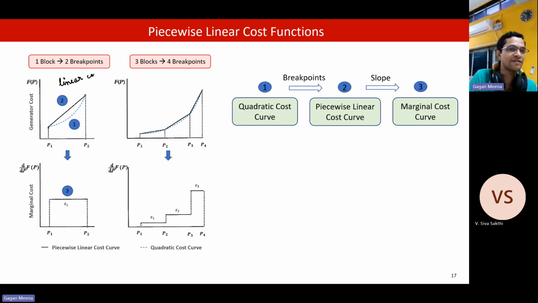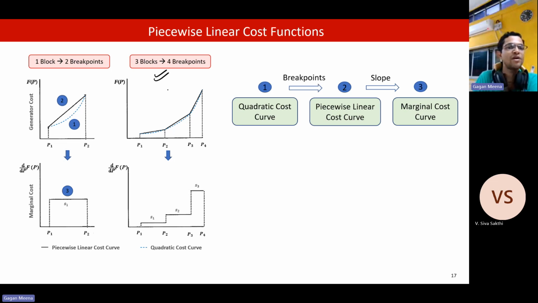It's a linear cost curve, and its incremental cost curve will be its differentiation. Because it's linear, its differentiation is constant. So this becomes the marginal or incremental cost curve. It's a constant. This is for only one block, or the two breakpoints, which are its technical limits.